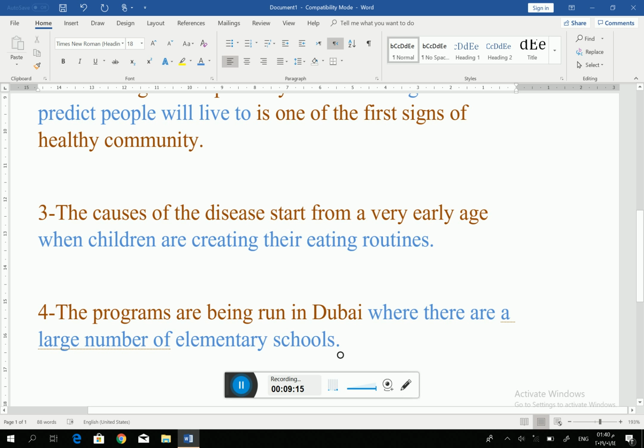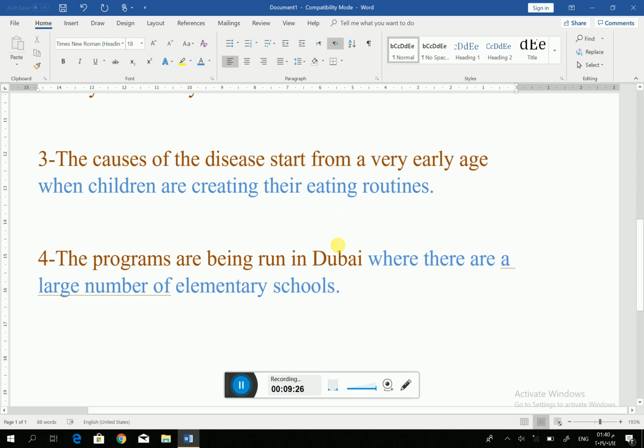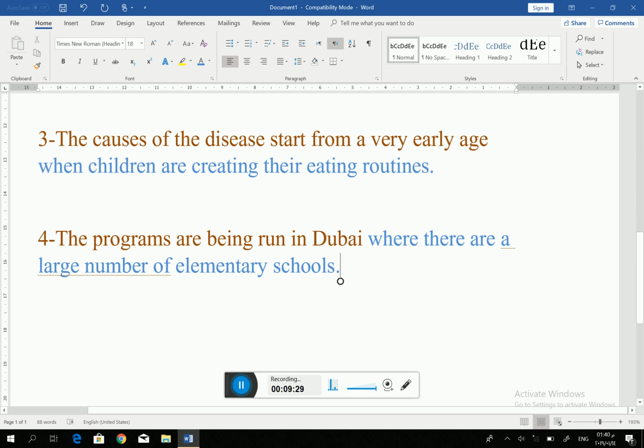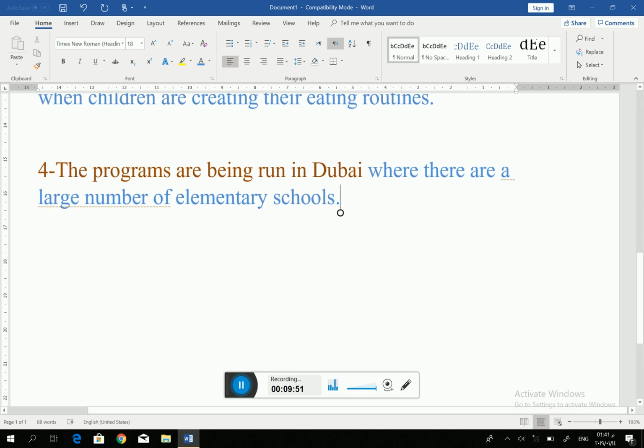Example number 3, when I say the causes of the disease start from a very early age. Age is a time, so I used when, and in this example I added more information. Number 4, the programs are being run in Dubai where there are. Where refers to Dubai because Dubai is a place, and here I added more information. Use relative clauses if you want to define someone or something, or define a place or time, or if you want to add some more information to your sentence. Try to use this in writing task 2 in the IELTS exam.